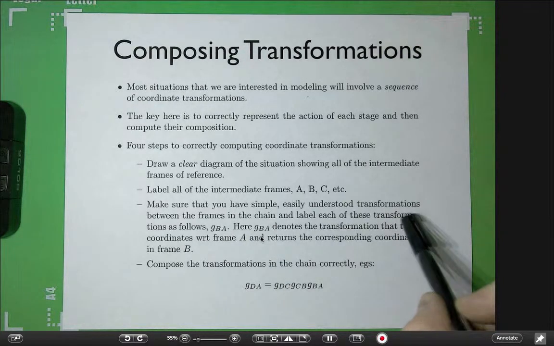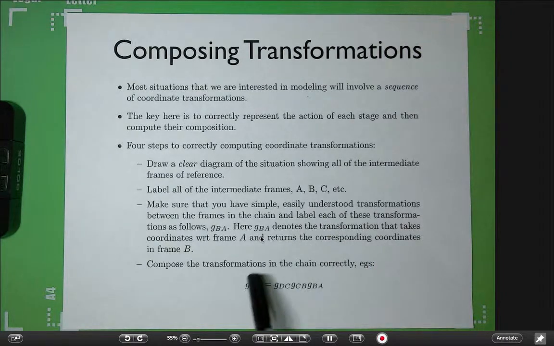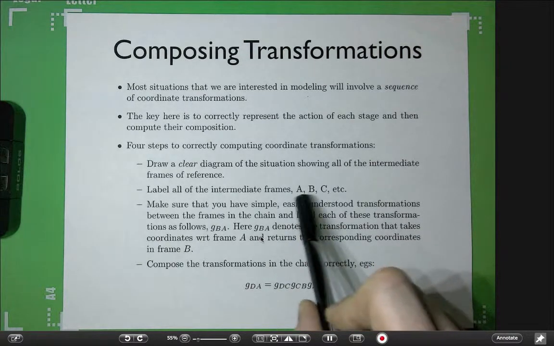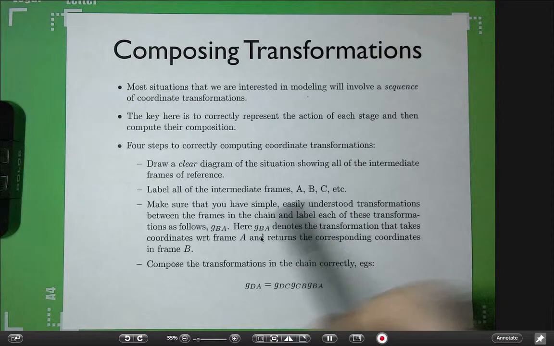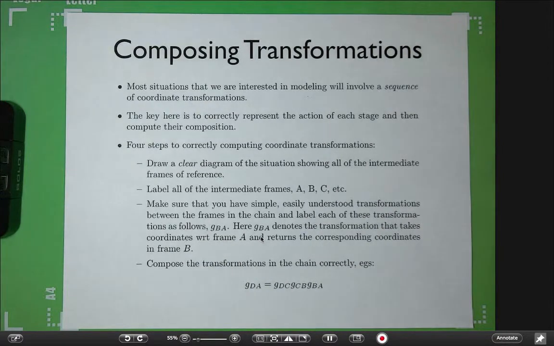Then you need to find what the transformations are between these elementary frames. For example, between A and B, and then between B and C. I should have made the note that it's very important whether you are transforming from A to B, because that's not the same thing as transforming from B to A. That would be the inverse transformation. We haven't had inverse transformations yet, but just remember that.